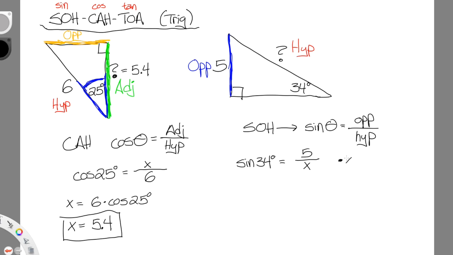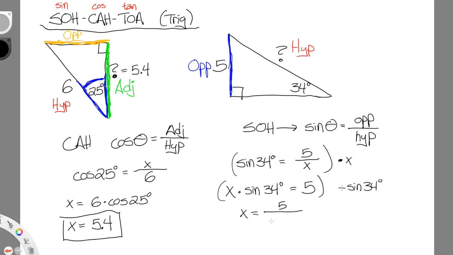So I'm going to multiply both sides of the equation by x here. Then we have x times the sine of 34 degrees equals 5. And then we want to get that x by itself, so I'm going to divide both sides by the sine of 34 degrees. So we actually end up with x equals 5 divided by the sine of 34 degrees.